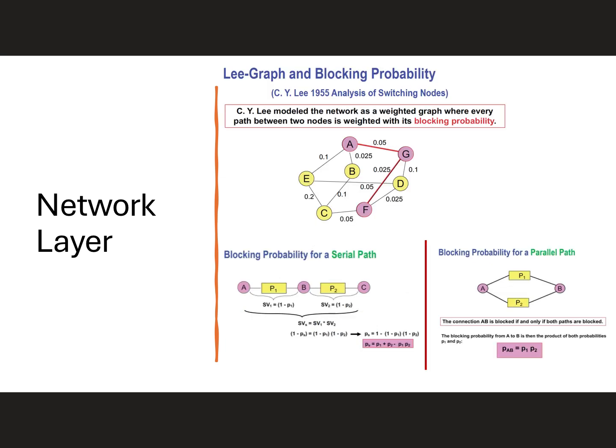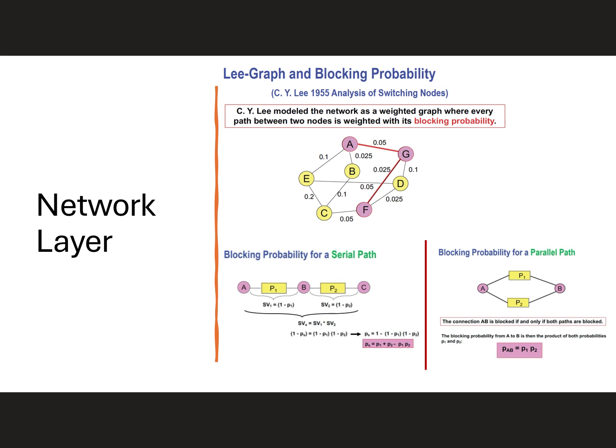And then we looked at probability of blocking calculations using what's called the Lee graph. And particularly, we have studied how to calculate blocking probability for series connection, parallel connection, and then we had an example of many series and parallel connection combined together, right? So you should be able to do that for any given graph.